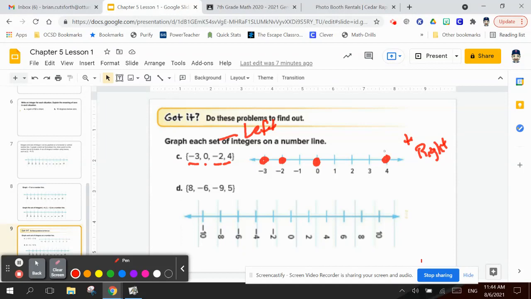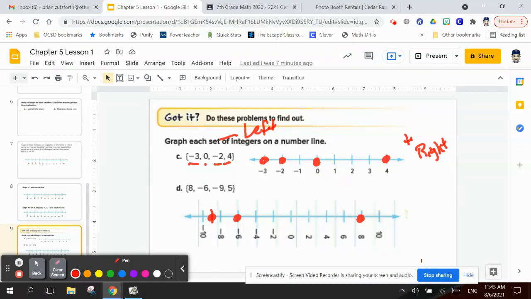Letter D says 8, -9, -6, and 5. So 8 is positive because positives are to the right. I find the number 8 and I put a dot. -6, again, negatives are to the left. So I start at 0 and I go backwards to the left until I find -6 and put a dot. -9, again, we're left of 0. So I start at 0 and I go backwards to the left until I find -9. But I know that 9 is between 8 and 10. So there would be -9, and there's my dot.